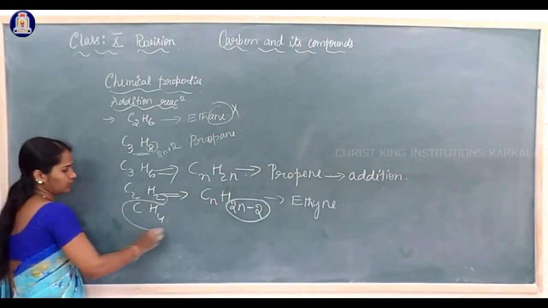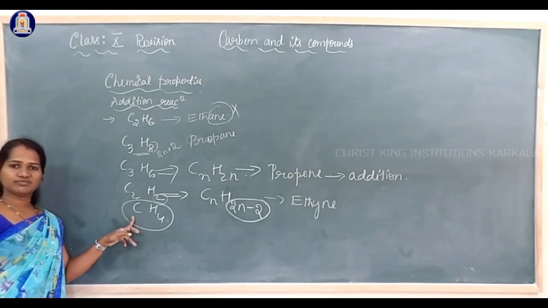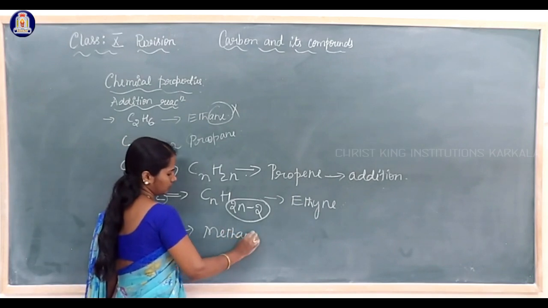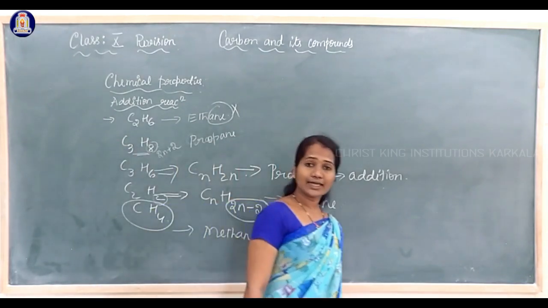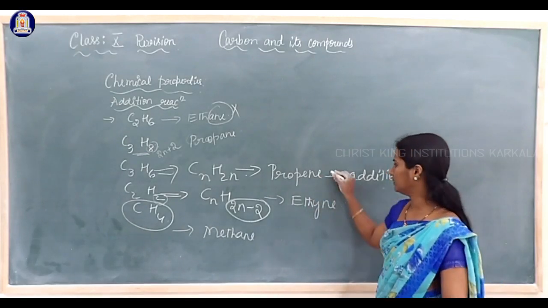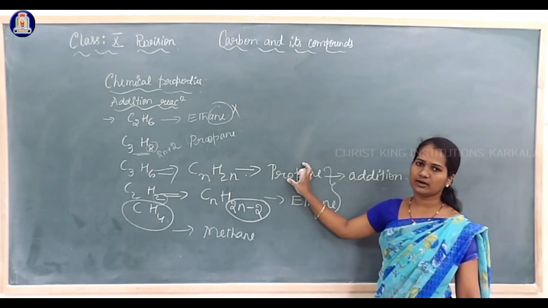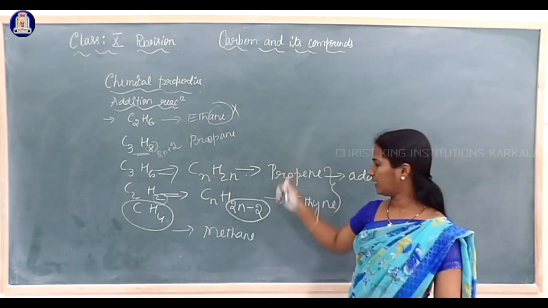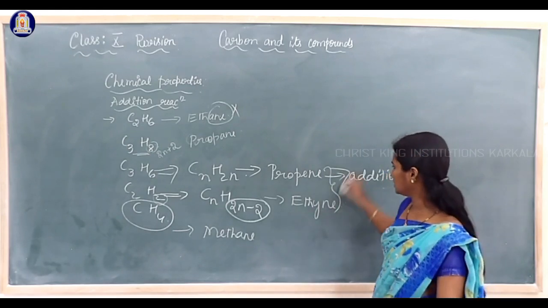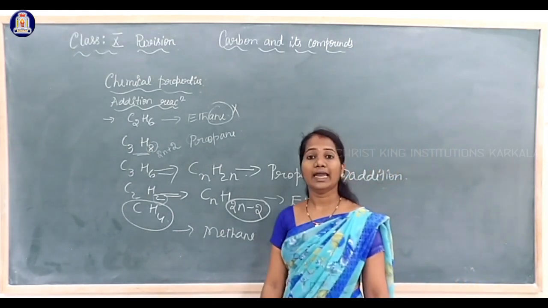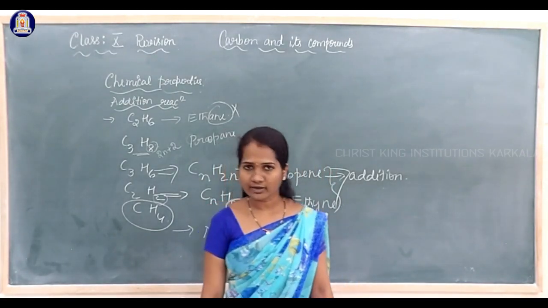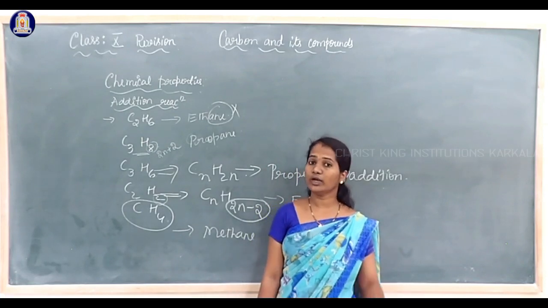Now see the last compound, CH4. CH4 is the simplest hydrocarbon, methane. So which are the unsaturated compounds here? One is propene, another is ethyne. Propene contains a double bond between carbon atoms, ethyne contains a triple bond between the carbon atoms. So these two compounds undergo addition reaction. Only unsaturated compounds undergo addition reaction.